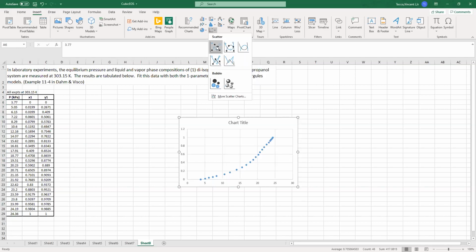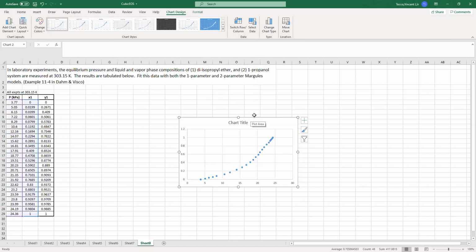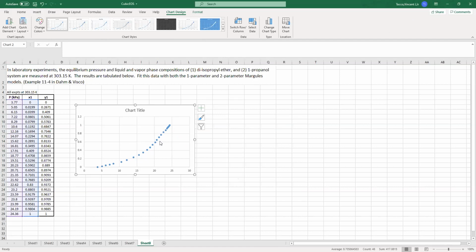So the first thing I want to do is plot P versus x1. Because I've plotted it like this, I've actually inverted it. So I want pressure on the y-axis and mole fraction on the x-axis. So all I have to do is click on the data series, and then I can drag these things around. So the blue one is my y data, and the purple one is my x data.